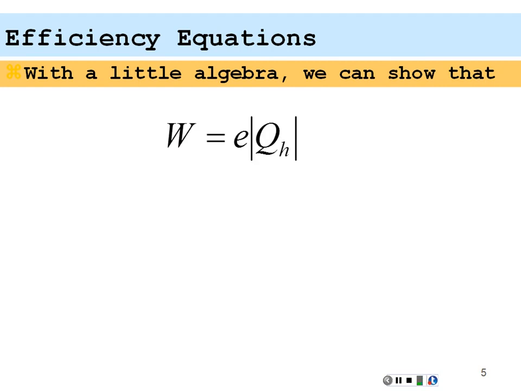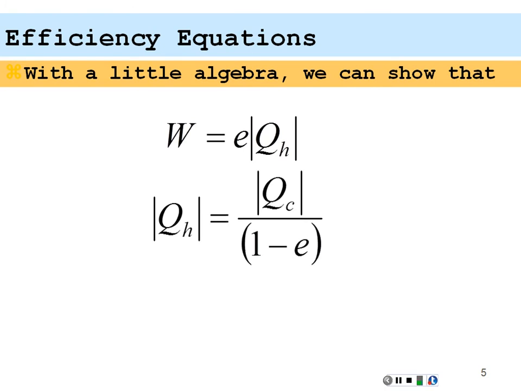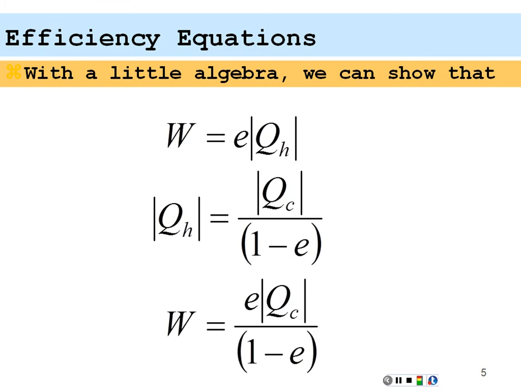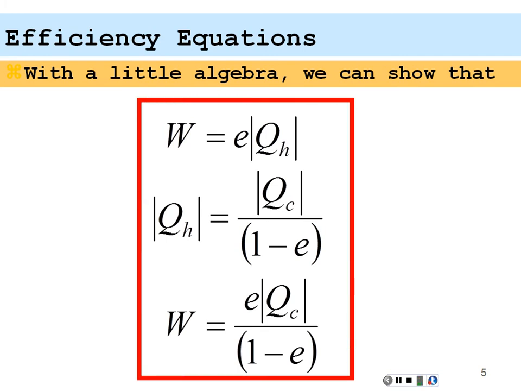With a little bit of algebra, we can manipulate this definition of efficiency and using the definition of work, we have that work is equal to the efficiency times the input from the hot reservoir. Or equally, we can say that the input of the hot reservoir is equal to the input to the cold reservoir divided by 1 minus the efficiency. Or work is equal to the efficiency times the input to the cold reservoir over 1 minus the efficiency. These are all algebraic manipulations of what we just saw previously, and any of these equations could be useful in dealing with heat engines.